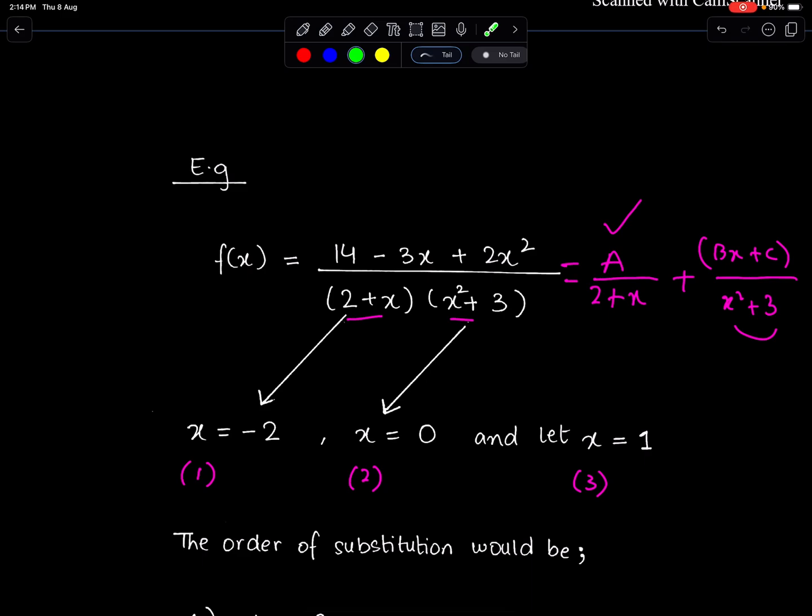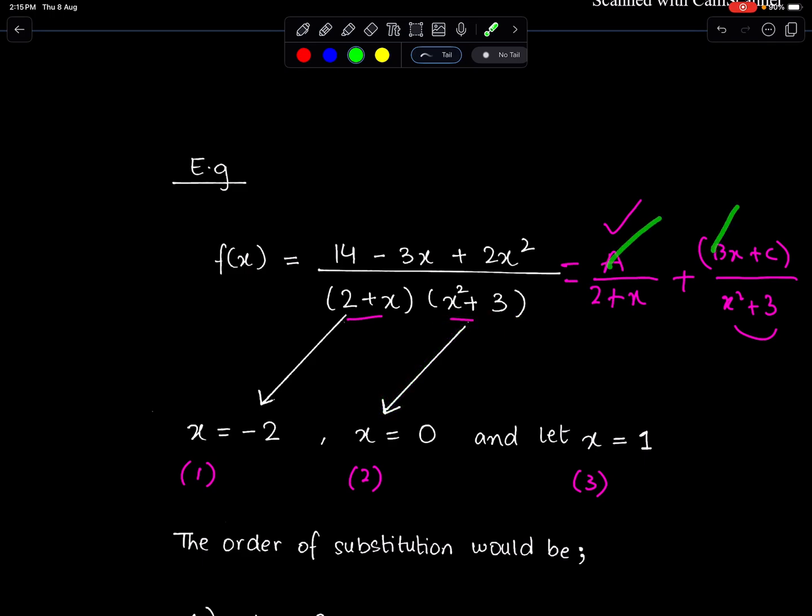Now, for the values of x, consider these factors. From this factor, we are getting minus 2. Since the quadratic factor cannot be factorized, so we cannot get any value of x from this factor. Therefore, we always suppose x0 for quadratic factor in order to eliminate this constant. So remember, whenever a quadratic factor is there, always suppose x0.